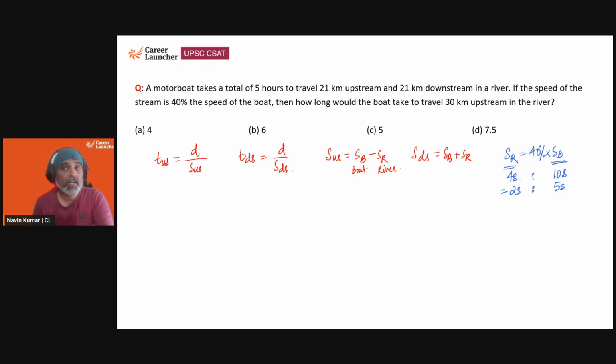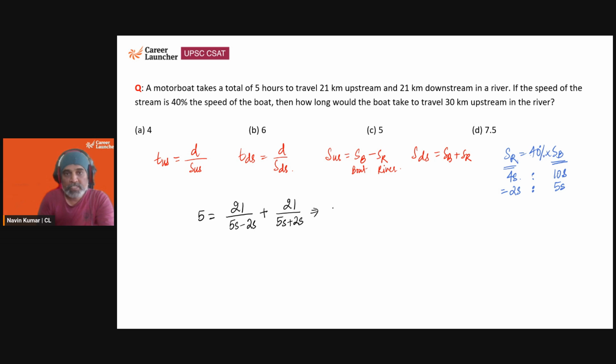Once these two things are understood, that these are the prerequisites for solving this problem, now we can look at the question. So motorboat takes a total of 5 hours to travel 21 kilometers upstream, which is speed of the boat, 5s, minus speed of the river, 2s. And the same distance, 21 kilometers downstream, which is going to be speed of the boat 5s plus speed of the river 2s. Right? So in order to go and come back 21 kilometers each side, he takes 5 hours.